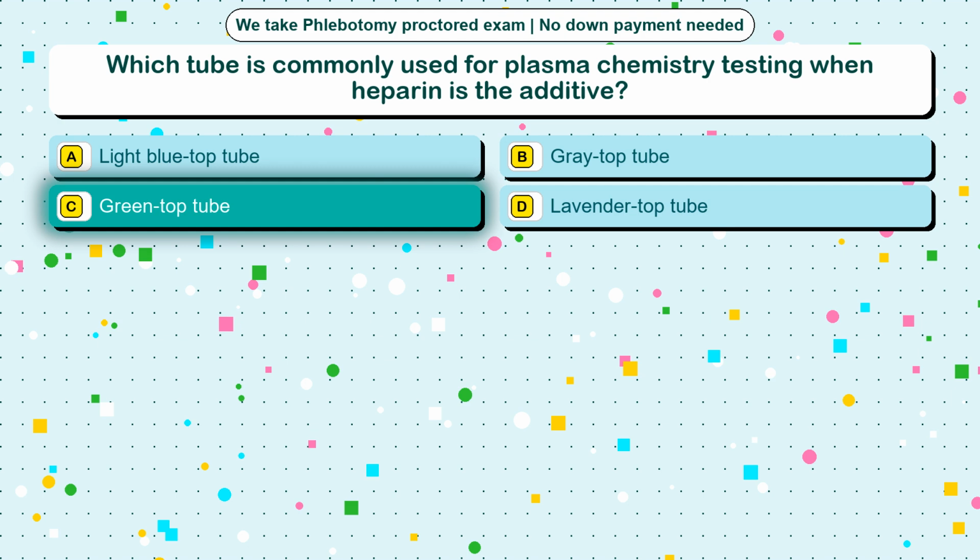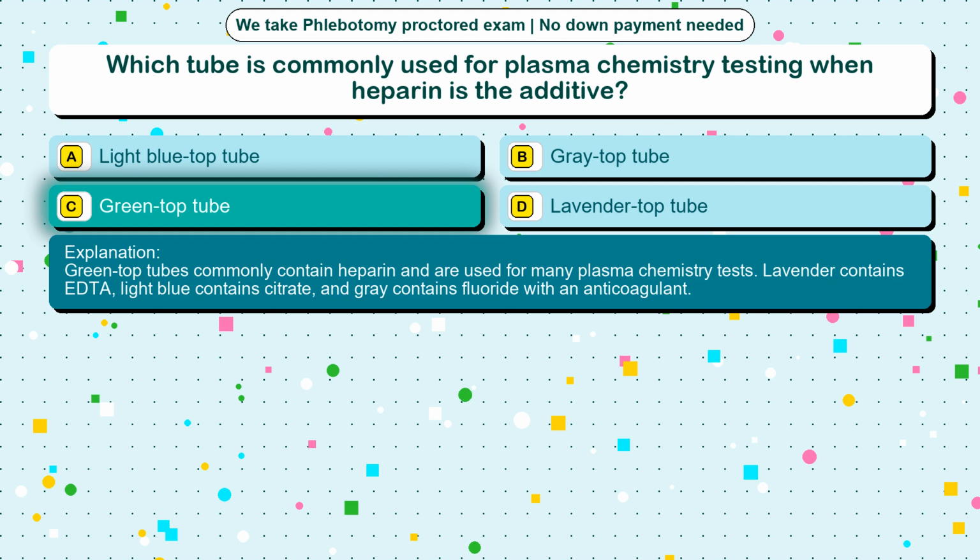The correct answer is option C. Green top tube. Green top tubes commonly contain heparin and are used for many plasma chemistry tests. Lavender contains EDTA, light blue contains citrate, and gray contains fluoride with an anticoagulant.